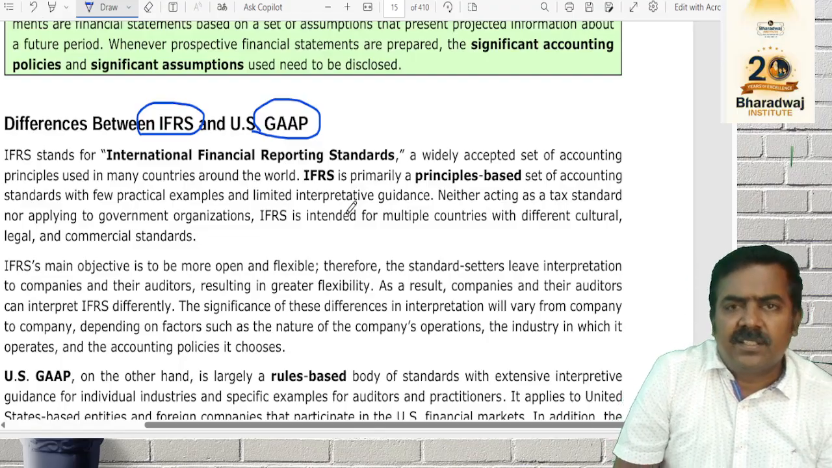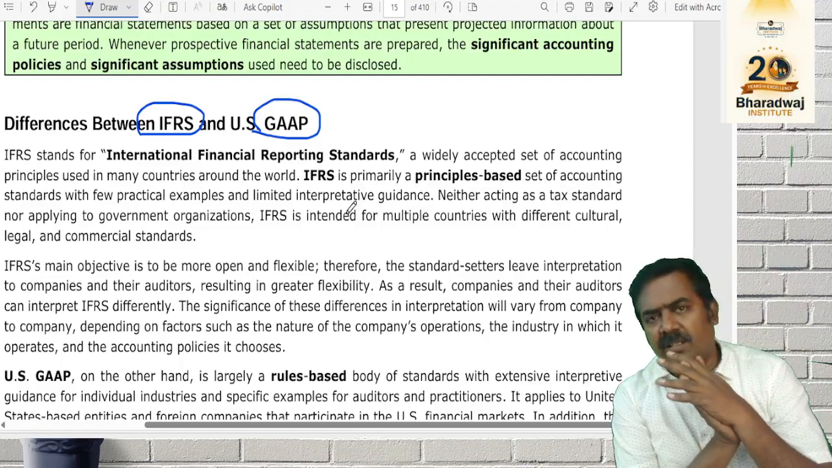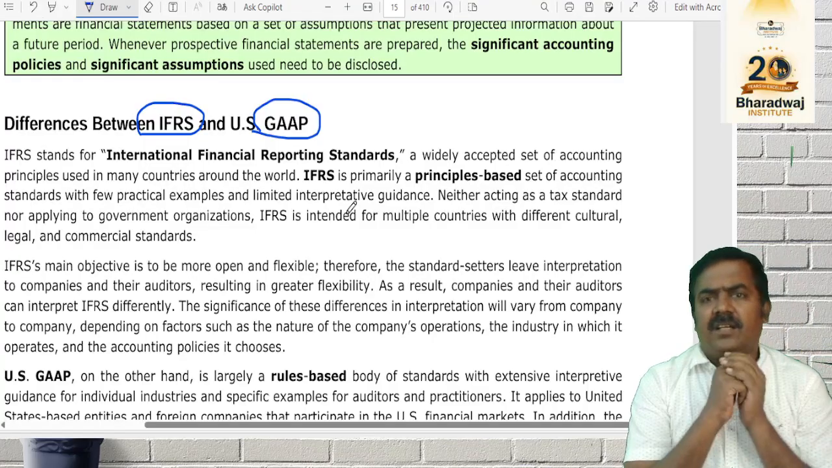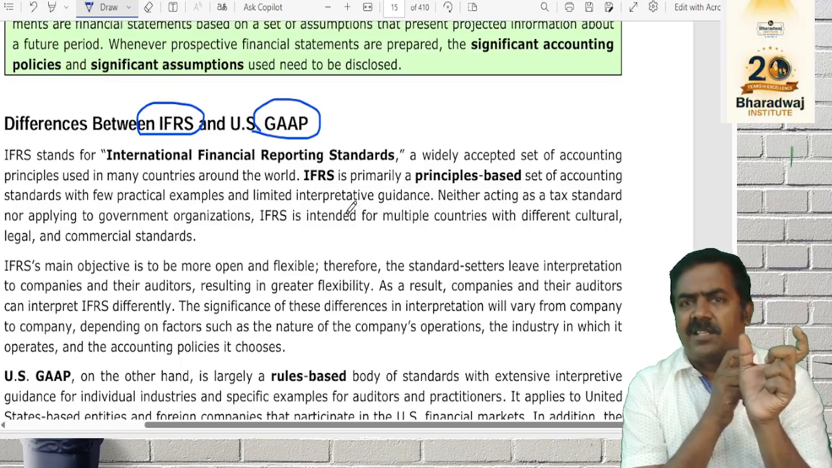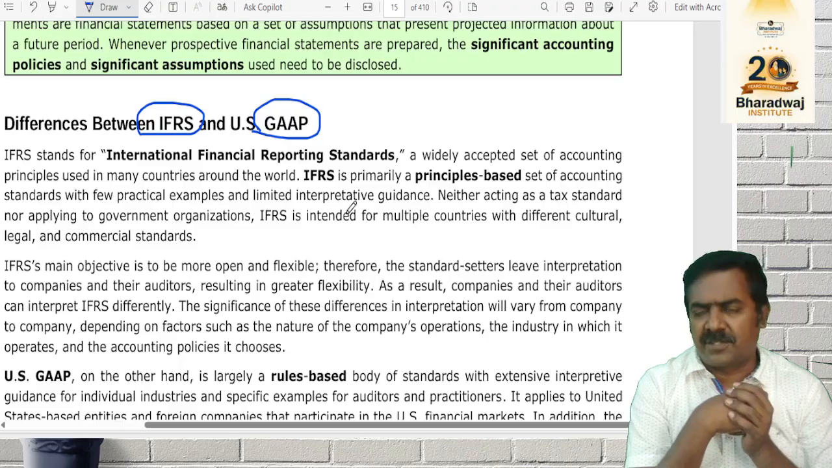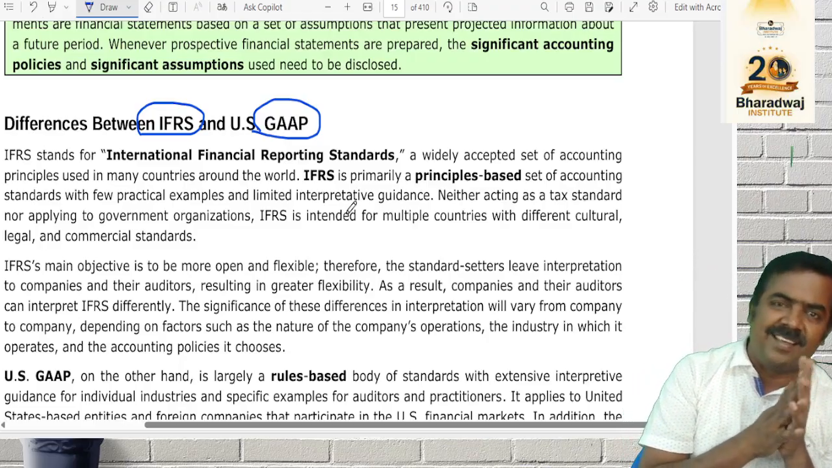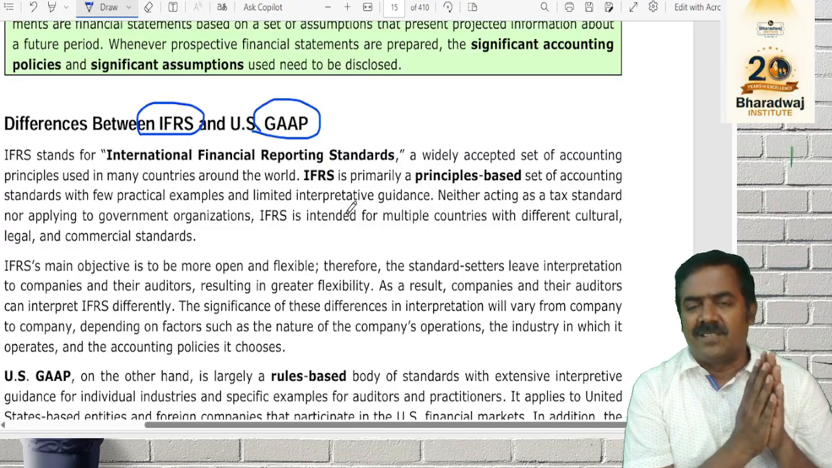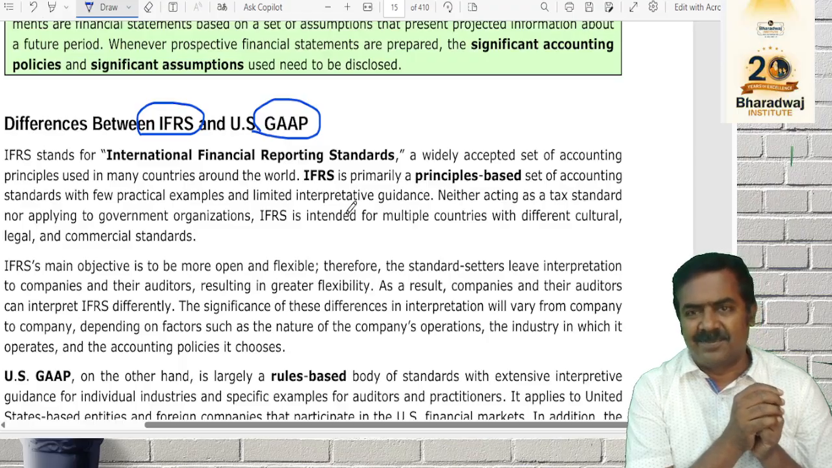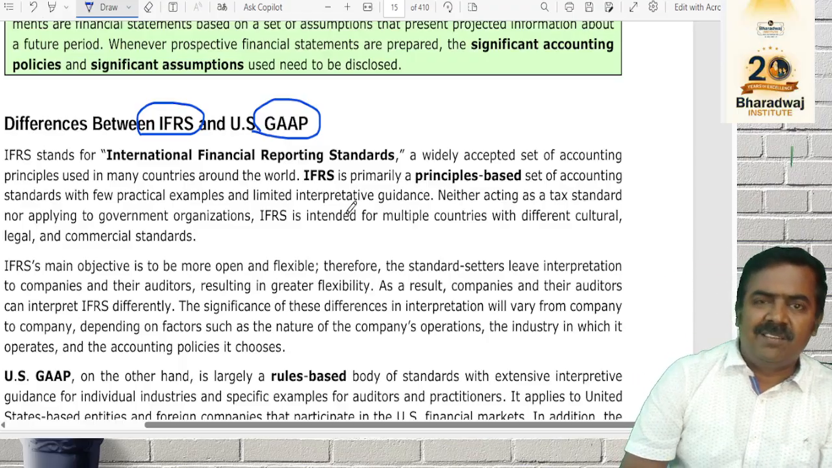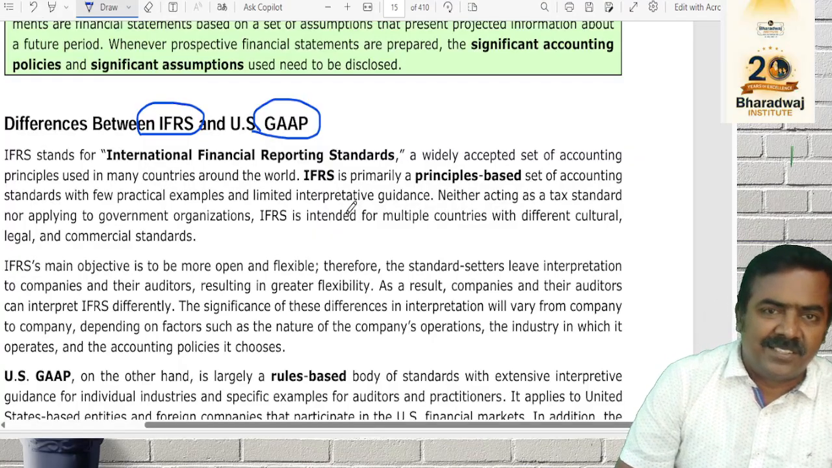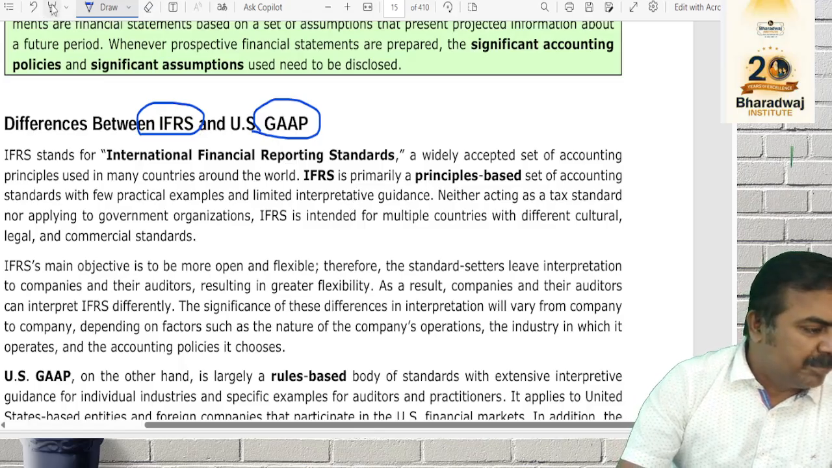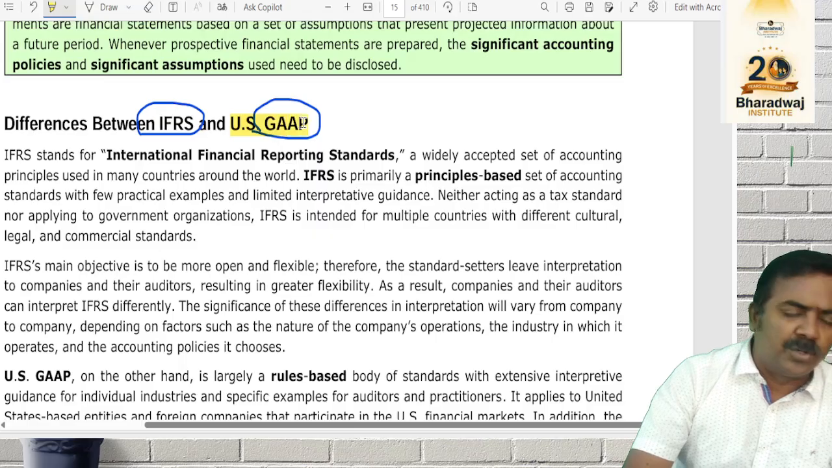IFRS and US GAAP. Let us analyze and discuss. For example, US GAAP says record the asset at cost. Indian accounting systems also will say record the asset at cost. Record the revenue on accrual basis. Value the inventory at cost or market price, whichever is less. These are the rules which are given by US GAAP.